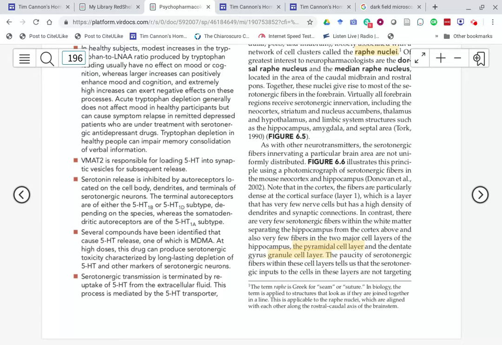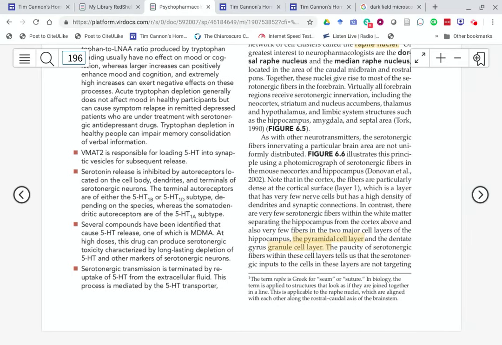Note that in the cortex, the fibers are particularly dense in layer 1, which I've already mentioned, which is a layer that has very few nerve cells, but it has a lot of dendrites and synaptic connections. I almost never think about lamina 1, but it gets a slew of serotonergic inputs. Very few fibers in the two major cell layers of the hippocampus, the pyramidal cell layer, and the granule cell layer.